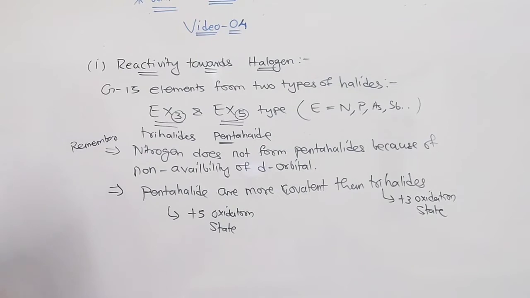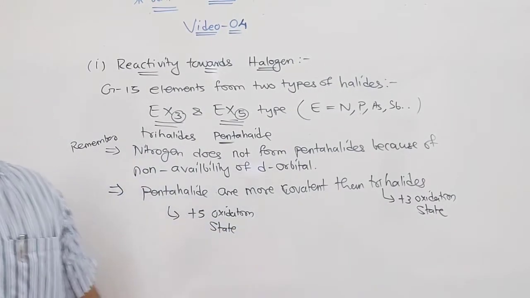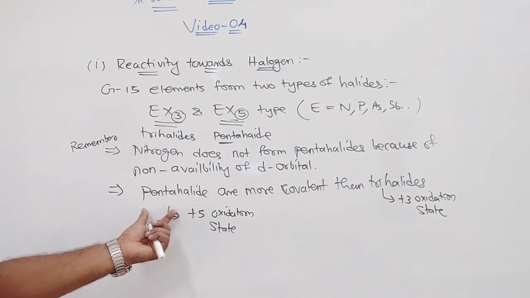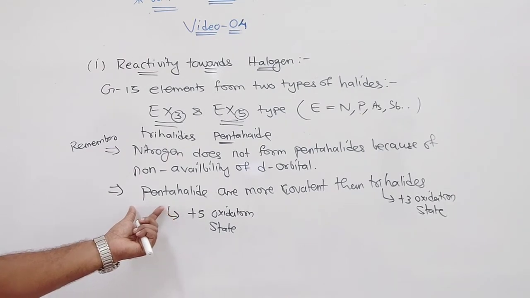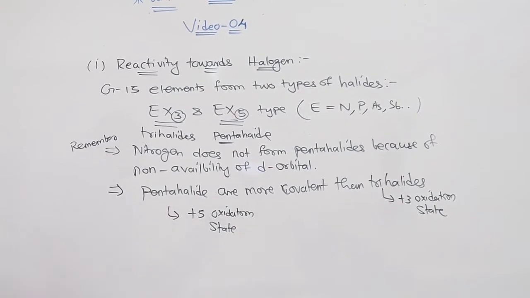The +5 and +3 oxidation states mean loss of 5 electrons and loss of 3 electrons respectively. So they form because of this. That is, the trihalide has +3. In your textbook, on page 173, one reason is given: the element in +5 oxidation state will have more polarizing power than in +3 oxidation state.